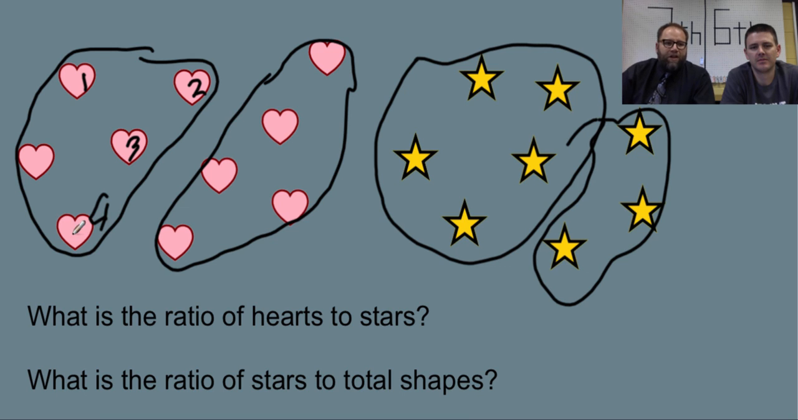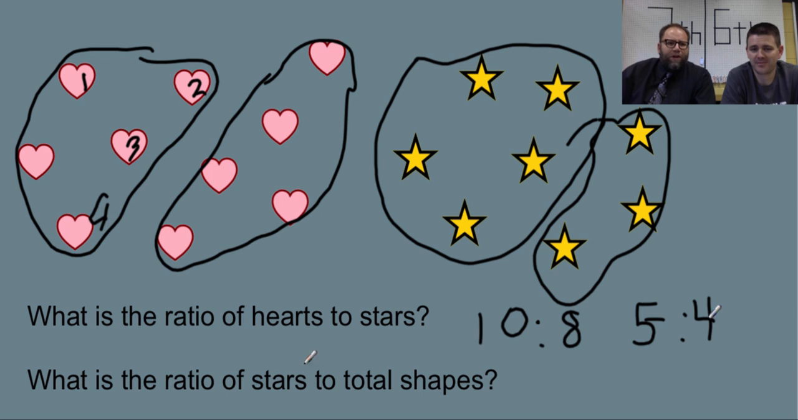So when I come down here to answer my first question, I'm looking at what is the ratio of hearts to stars. What I know is I have 2 groups of 5, which makes 10 hearts. Then I have a group of 5 and a group of 3, which gives me 8 stars. But is that in its simplest form? It's not, so they're both divisible by 2. They have a common factor of 2, which means I can divide them both by 2 to get 5 to 4.